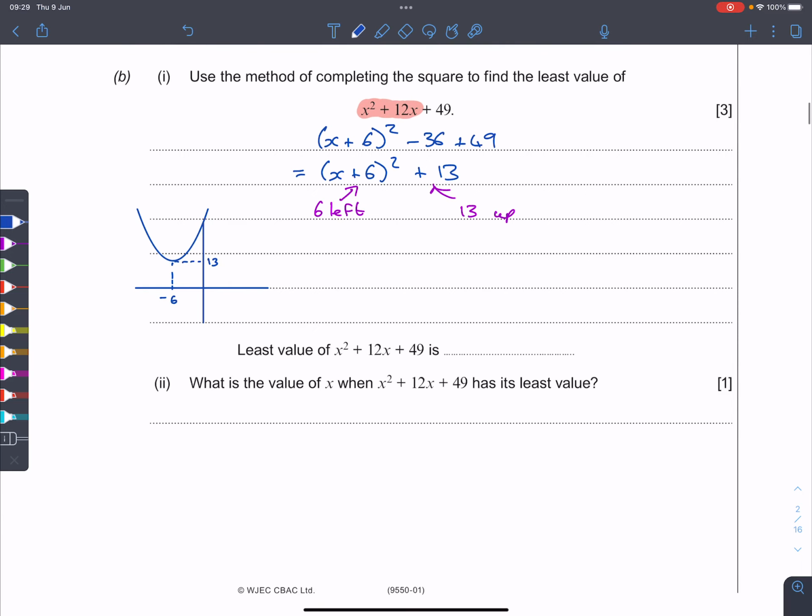So when we're trying to find the least value of this curve, that's the lowest height, because up here we've got infinity. Then it gets smaller and smaller and smaller, lower and lower and lower, less and less and less, until it gets to here, which is 13, and then it starts increasing again. So the least value is 13. And then what is the value of x when this graph has its least value? Well, the value of x when it has its least value is going to be -6.